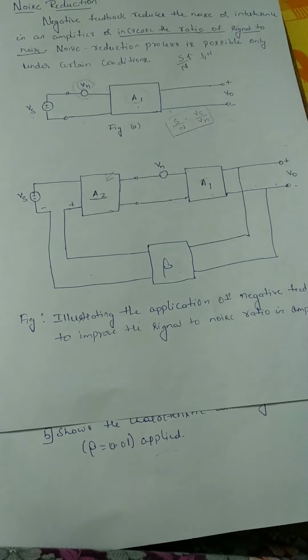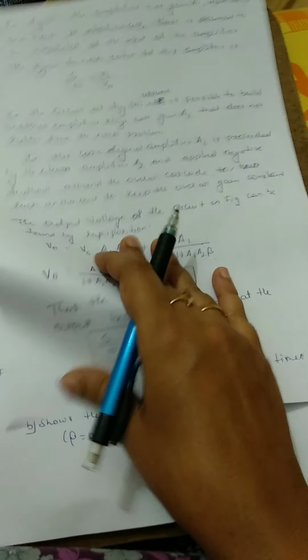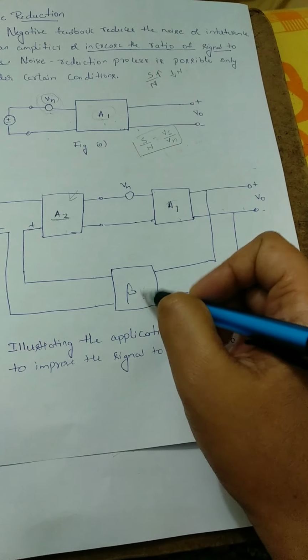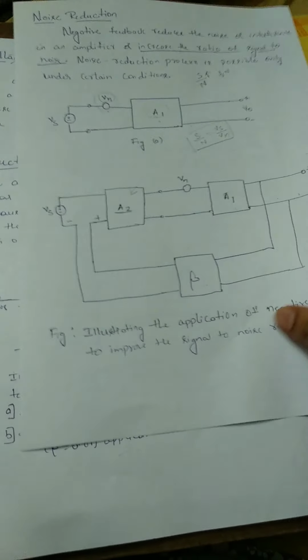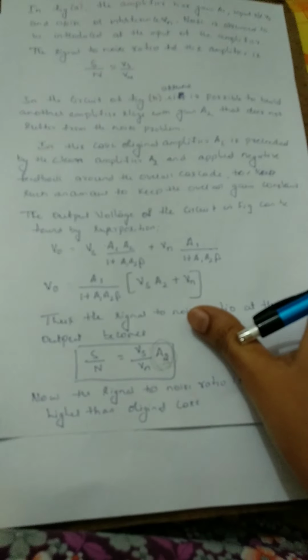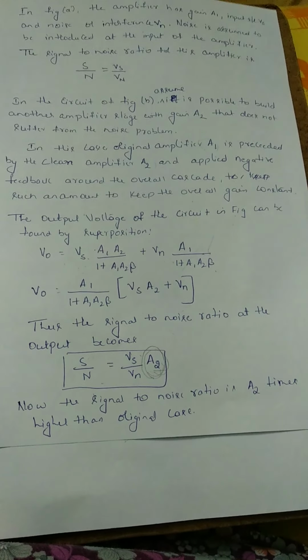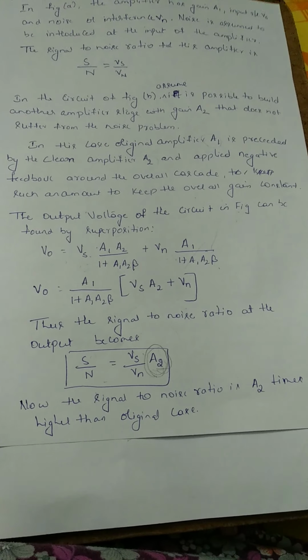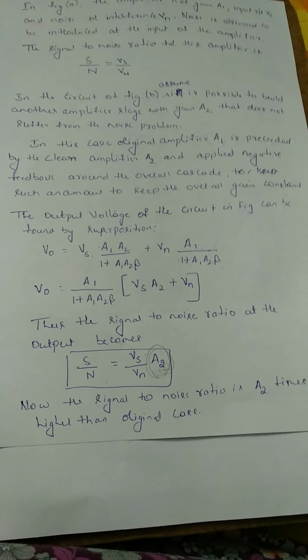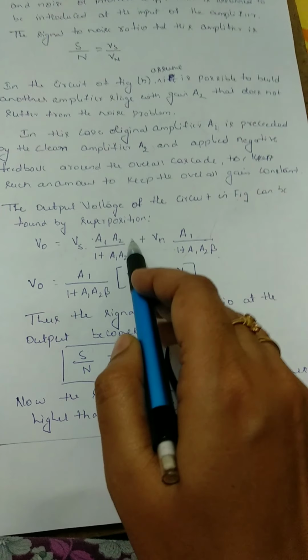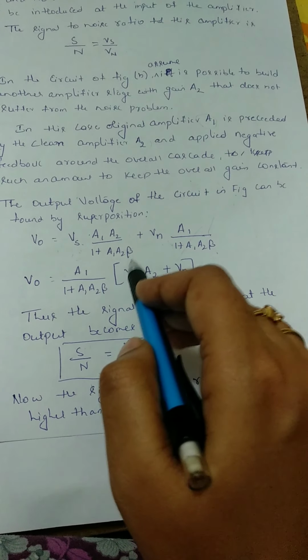So in this case, I forgot to say, this negative feedback will stabilize the overall gain of the amplifier. So by introducing a noise free amplifier A2 and negative feedback with a feedback factor beta, the output voltage V0 is equal to Vs A1 into A2 divided by 1 plus A1 into A2 beta.